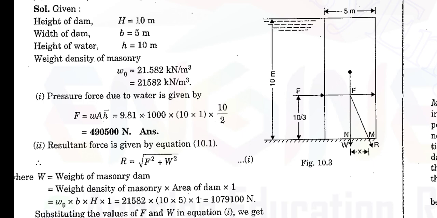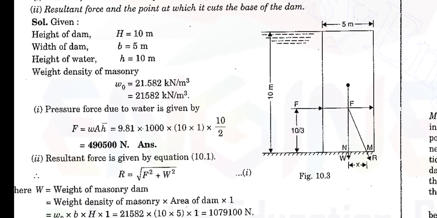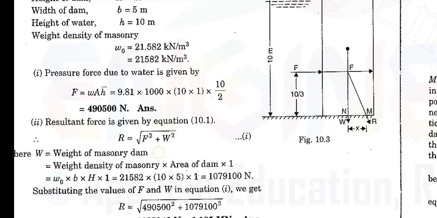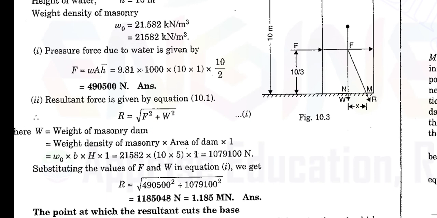And then h bar is 10 by 2. H bar is nothing but the CG point. So CG point, it is total h by 2, that is 10 by 2. So multiplying everything, you will get the total force, that is pressure force. Then the resultant force is nothing but square root of F square plus W square. So what is W? We have to find out the W.